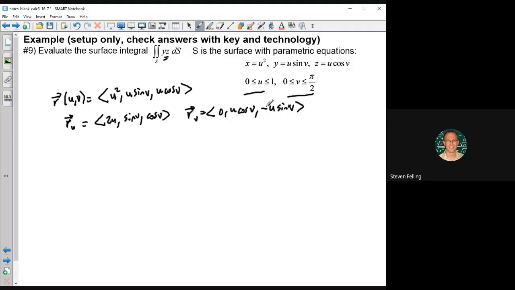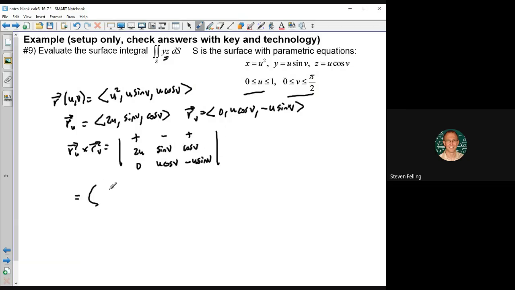Okay, so this is the partial derivative. Now we're going to have to compute the cross product of that. Right, the cross product is plus minus plus 2u sine v cosine v, 0, u cosine v, negative u sine v. Okay, so for the s component, it's this times this, so it's negative u sine squared v, minus this times this, which would be u cosine squared v, okay?